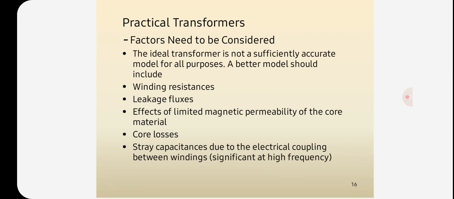In practical transformers, several factors need to be considered. The ideal transformer is not a sufficiently accurate model for all purposes. A better model should include winding resistances, leakage fluxes, effects of limited magnetic permeability of the core material, core losses, and stray capacitances due to the electrical coupling between windings, significant at high frequency.